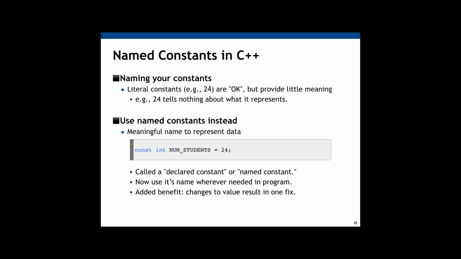But the problem is that we do not know what 24 means in the program, because 24 tells nothing about what it represents. So it makes it difficult for humans to understand the logic of the program. So if we give names to these constants, like this one, we now know the meaning of 24. It is the number of students. And this is called num_students. This is called named constants or declared constants. So now we can use num_students instead of literal 24. This gives two benefits: easy to understand and easy to change the program.